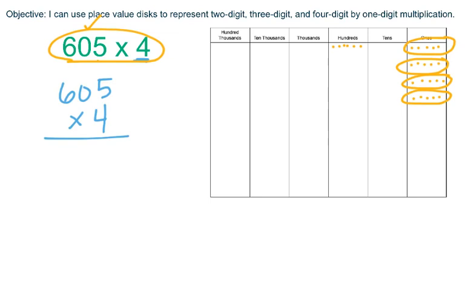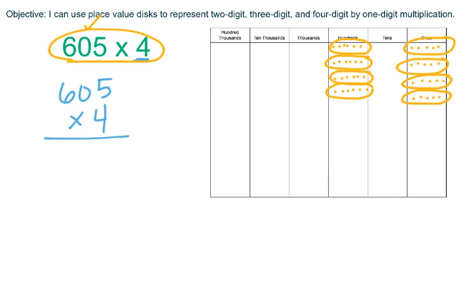So I've got 4 groups in the ones: 1, 2, 3, 4. I'm going to do the same in the hundreds. I've got 6 in each group, and I've already got one group: 1, 2, 3, 4, 5, 6. Then another group of 6, and another group of 6. That's 4 groups there. Perfect.